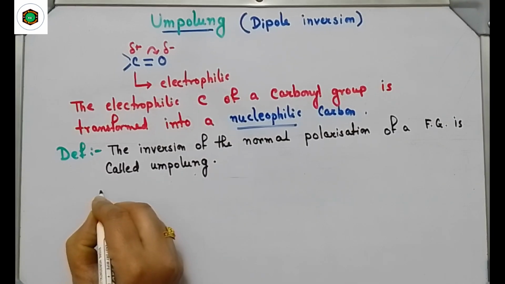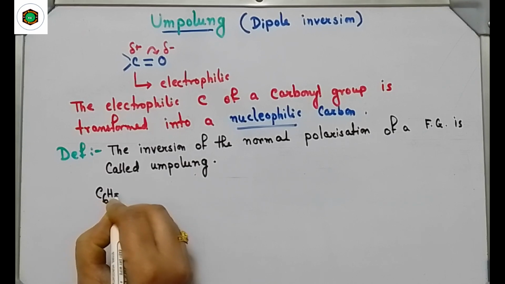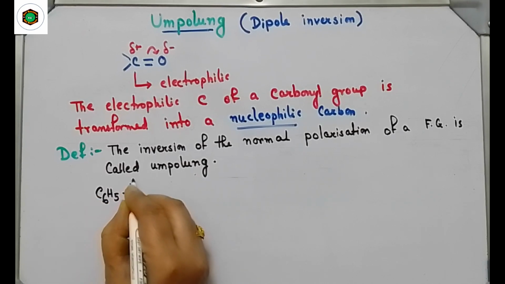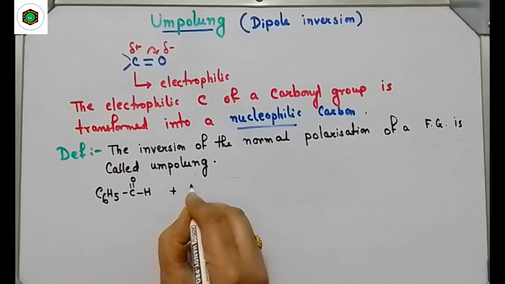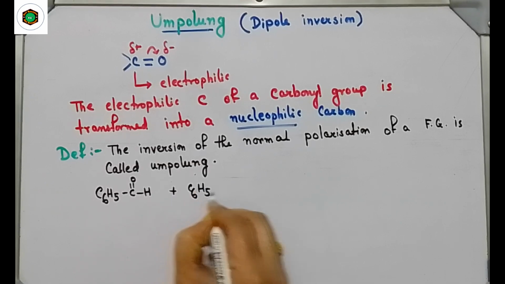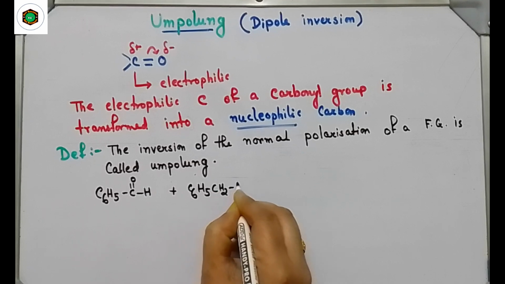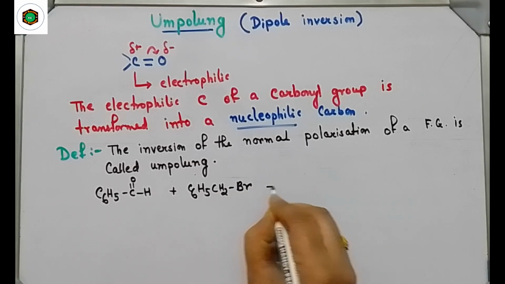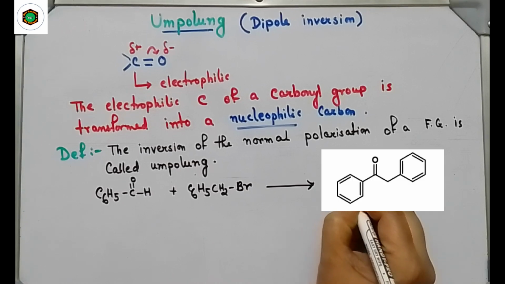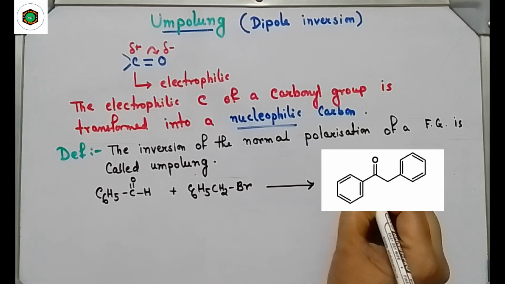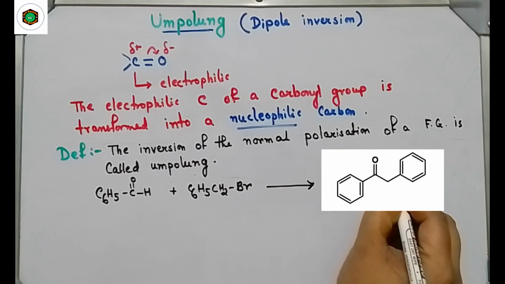Now suppose benzaldehyde is reacting with benzyl bromide to form this compound, C6H5CO CH2.